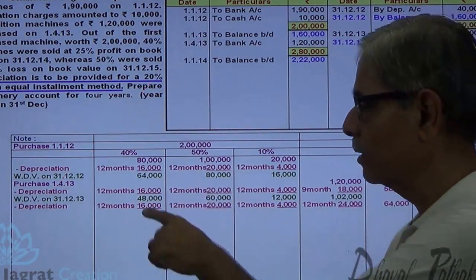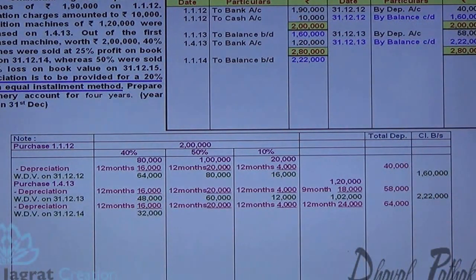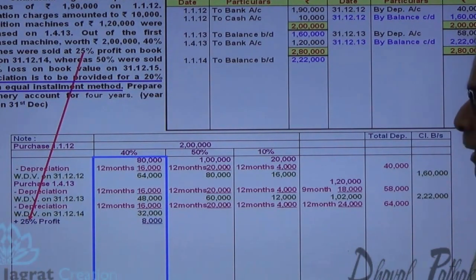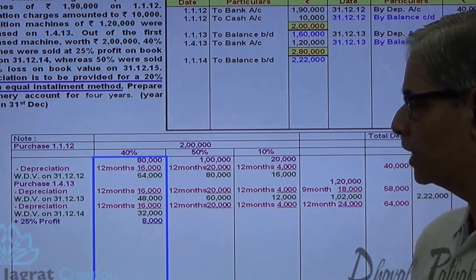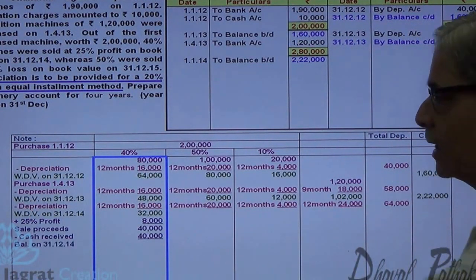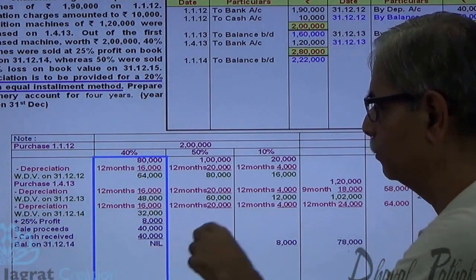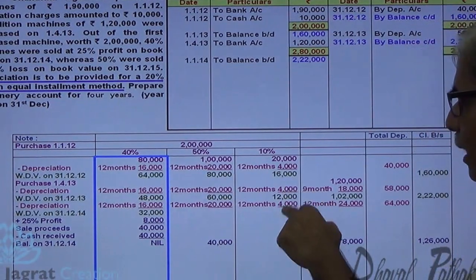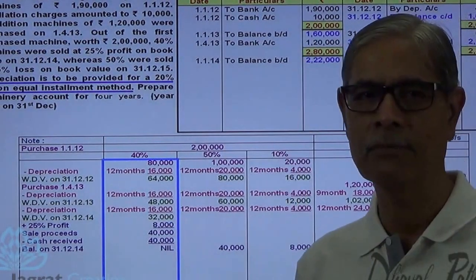Now for this portion, 48 minus 16 is the book value on the date of sale, and it has been sold at 25% profit. So 32,000 into 25%, 8,000 is the profit. So sales value is 40,000, and the cash received is 40,000. This is how the balance as on 31st of December, as it is sold, is nil, and 60 minus 20, 12 minus 4, this is the closing balance as on 31st of December 2014.